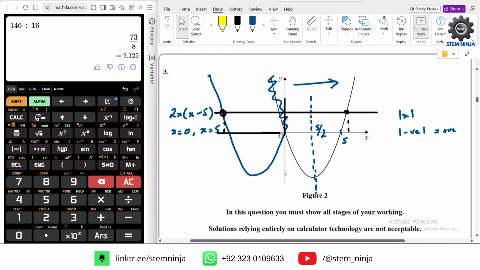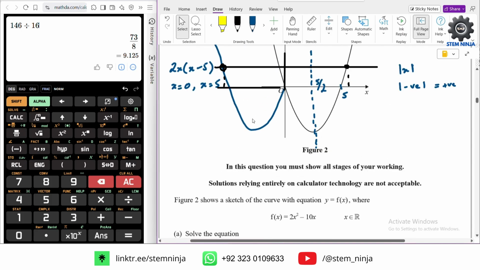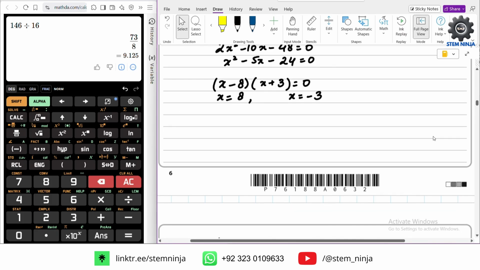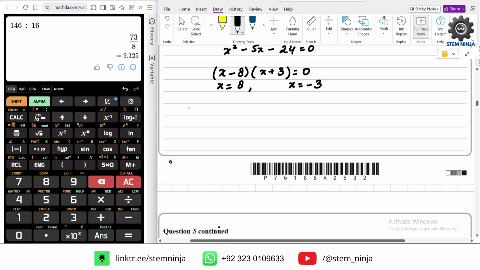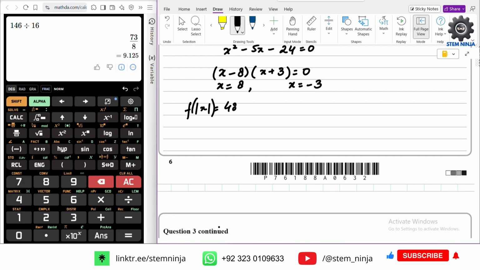So this particular value would have been minus 3 over here, but we don't want this because this part of the graph doesn't exist for us. So this is the 8, so obviously this would be minus 8. So the final solution, f mod of x equals 48, is x equals plus or minus 8.